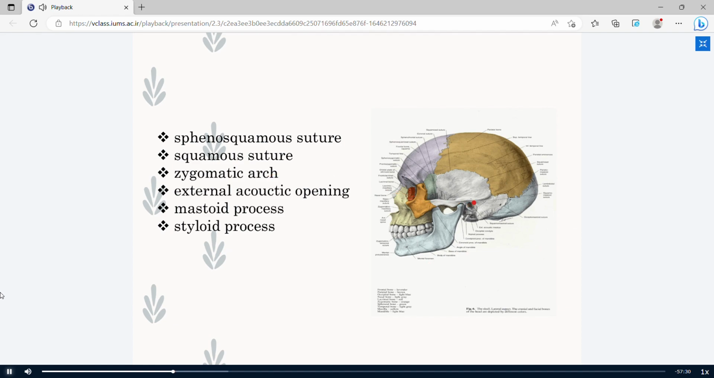This is the external acoustic opening or meatus, leading to the middle ear. And I told you the external acoustic meatus is formed by a squamous part and a tympanic part.